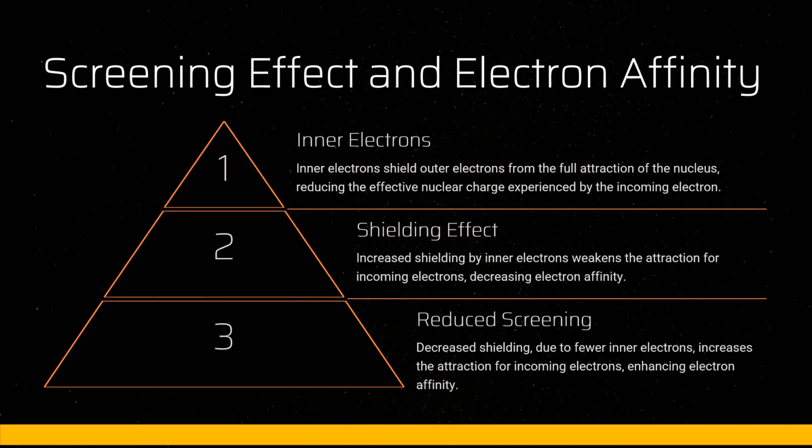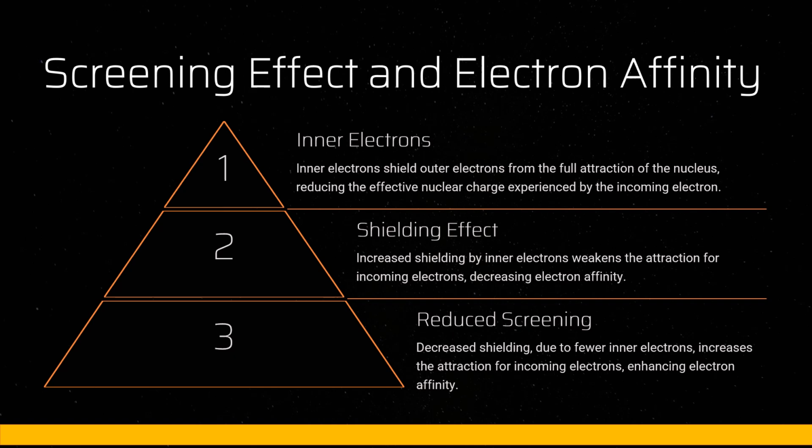Let's dive into the screening effect, a fascinating concept that influences electron affinity. Imagine the nucleus of an atom as a powerful magnet, attracting electrons. However, not all electrons feel its pull equally, thanks to something called the screening effect. Inner electrons act as a shield, reducing the nuclear attraction experienced by outer electrons. This is why incoming electrons don't feel the full force of the nucleus. What we call the effective nuclear charge is significantly reduced. The greater the number of inner electrons, the stronger the shielding effect.